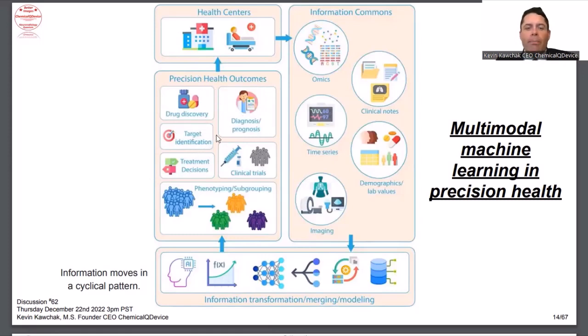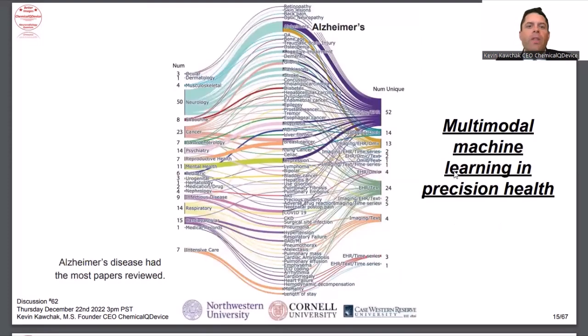And each of these boxes are huge. So we talk about drug discovery and machine learning, diagnosis, prognosis with imaging, target ID, phenotyping, subgrouping. So you have a mix of everything. All of this information is coming together.